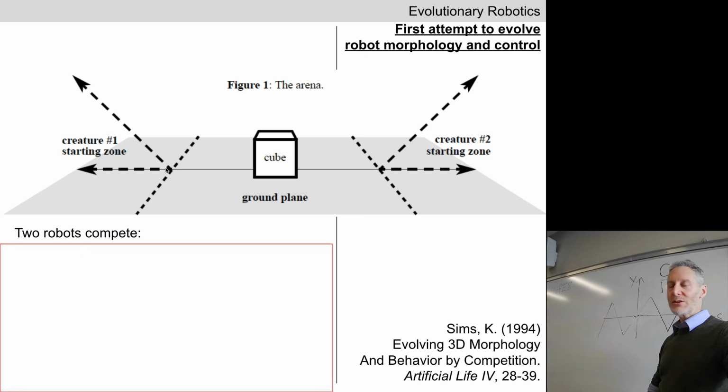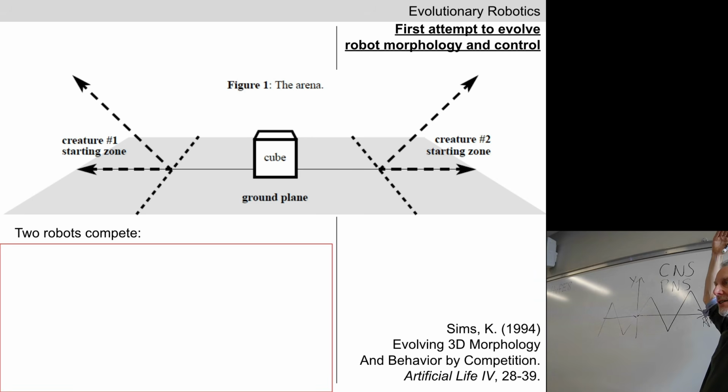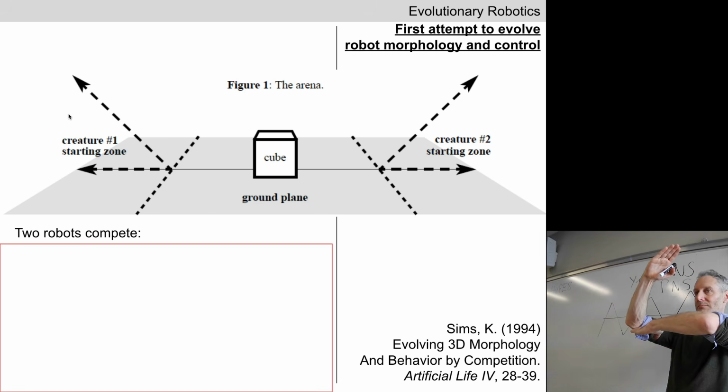Minimize your distance to the cube, maximize the distance of the other. Same for this creature. I was going to put the math down here. You can figure it out for yourself. Why does the starting zone have this sloping ceiling? The creature has to fit inside this area.